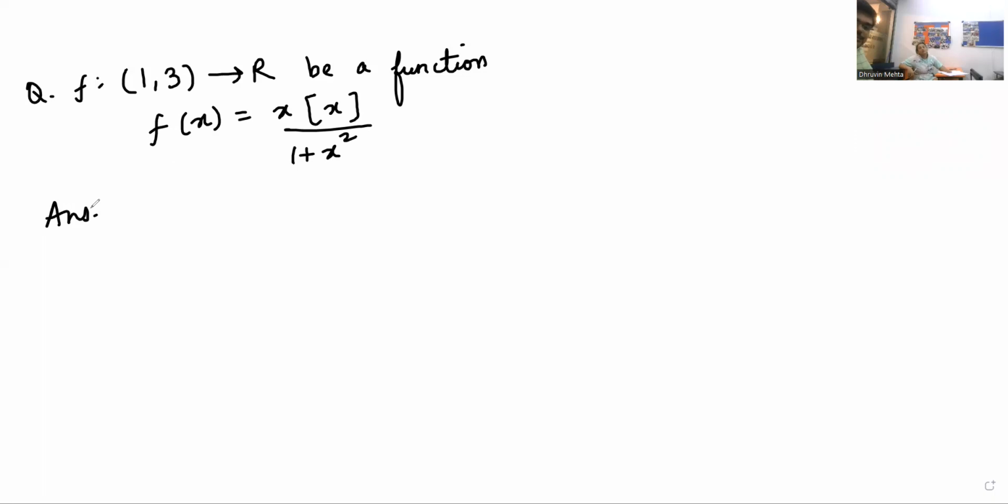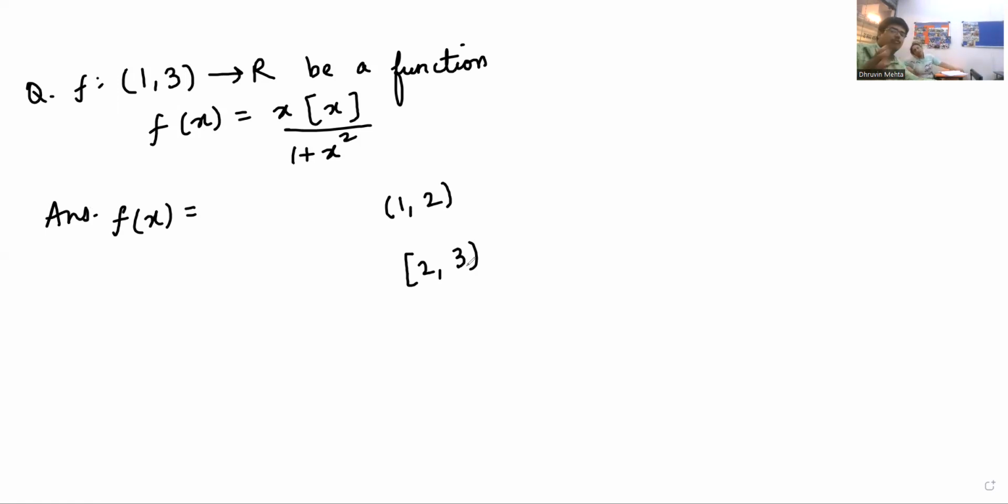This is the greatest integer function, not mod. But do you realize we'll have to redefine the function, because what are the values of x in this? It's from 1 to 3. So do you realize we have to consider two intervals? One we have to consider from 1 to 2 and one from 2 to 3, because in those intervals the value of the greatest integer function is different.